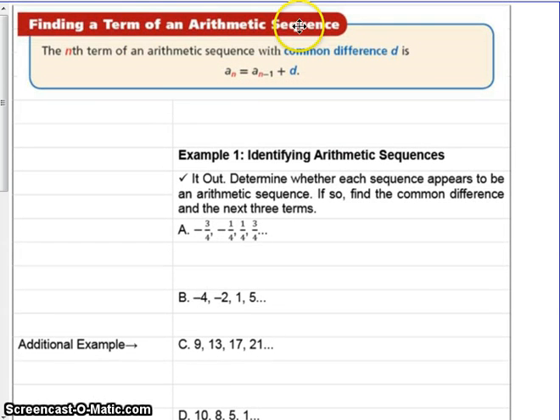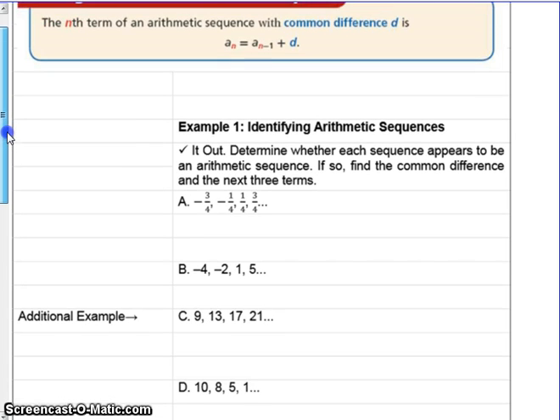To find a term in an arithmetic sequence, you're going to use this formula. n is the term that you want to find, the nth term, and you're going to take the first term, plus n minus 1, times your common difference. We'll use that formula here in a minute, and I'll explain it a little bit more.